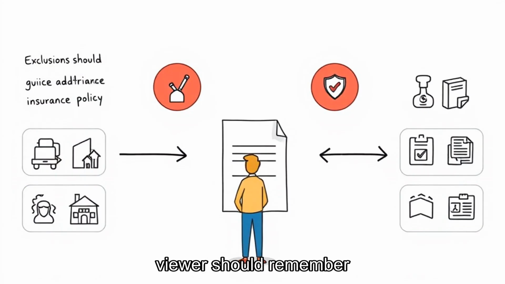Exclusions should guide additional coverage. The practical engine is simple. If the excluded risk is important, ask about endorsements, riders, or separate policies. Picture adding flood coverage for a home near a drainage-prone area. Once you see that, the gap may be fixable before the loss.